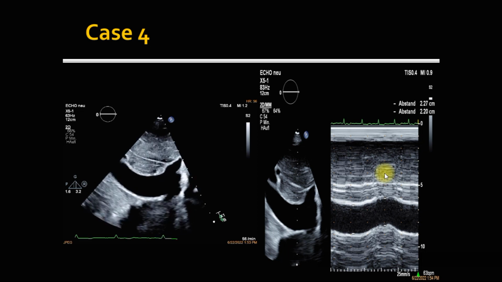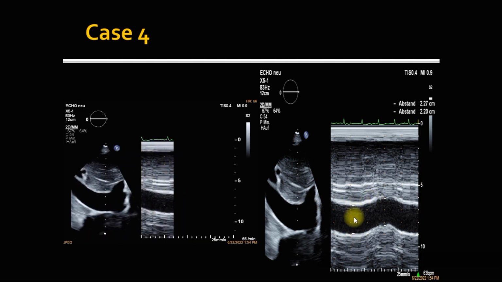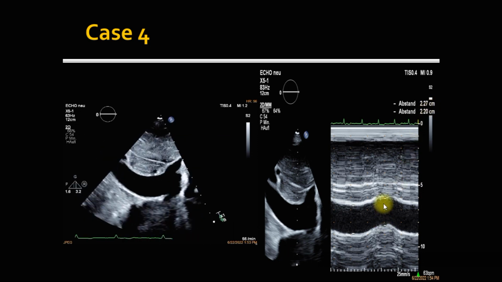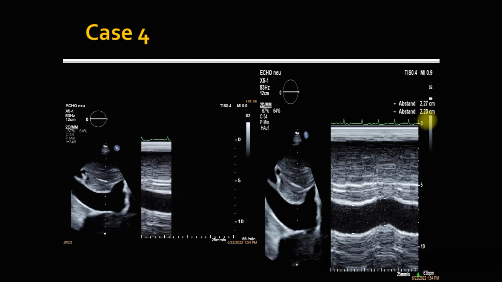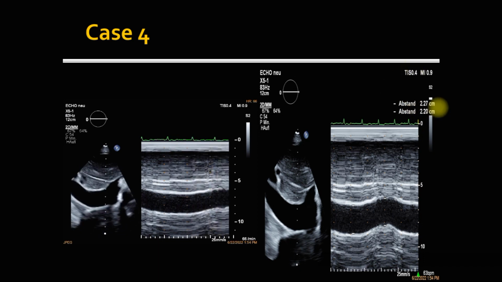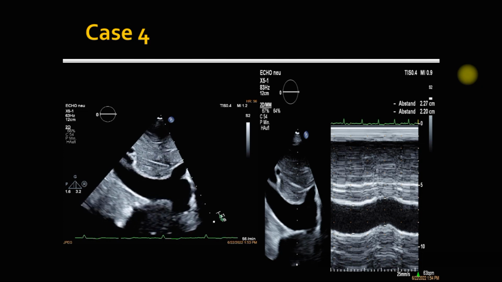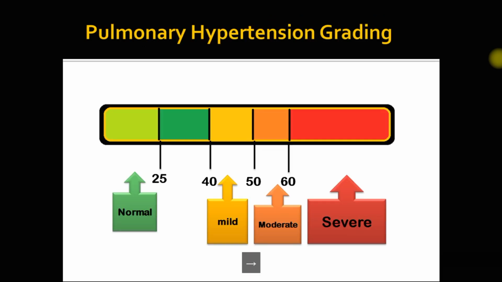Our next patient, he has a markedly dilated inferior vena cava. We have placed M mode. Here we have expiratory diameter 2.2 and inspiratory diameter 2.2. So the inferior vena cava does not change with inspiration. More than 20 millimeter, no inspiratory collapse. Then according to our slide, we have a right atrial pressure more than 20 millimeter mercury.